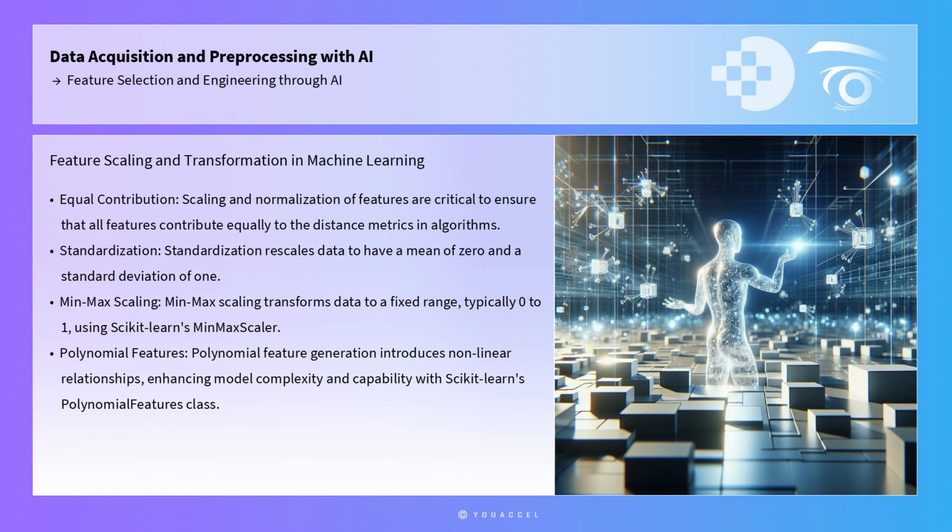Furthermore, polynomial feature generation can introduce nonlinear relationships between features, thus enhancing model complexity and capability. This can be implemented using Scikit-learn's polynomial features class, which generates new features by raising existing ones to a specified degree.